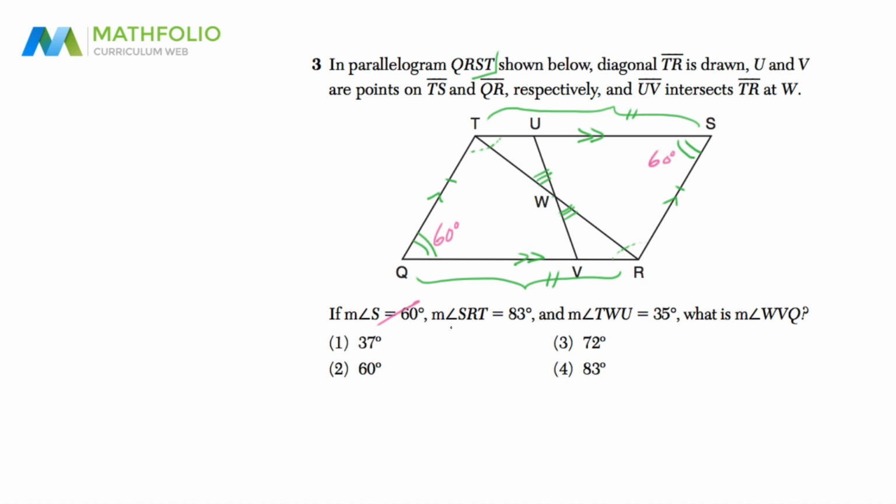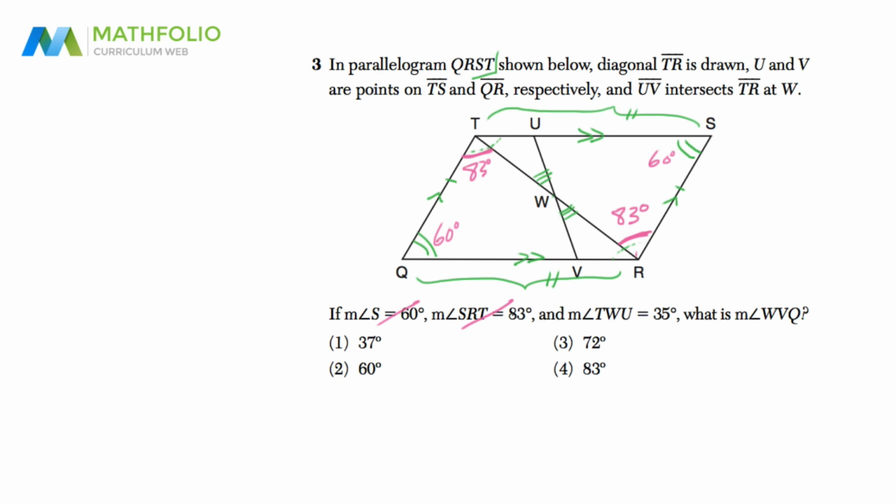Next, we know that the measurement of SRT, so S to R to T, so we're dealing with this angle right here. We know this angle is 83 degrees. Now, because TS and QR are parallel, but also SR and QT are parallel, TR is pretty much a transversal. So if this is 83, on the alternate interior side, meaning this angle here, this would also be 83 degrees because they're alternate interior. Sometimes they're called Z angles, depending on which part of the world you're in.